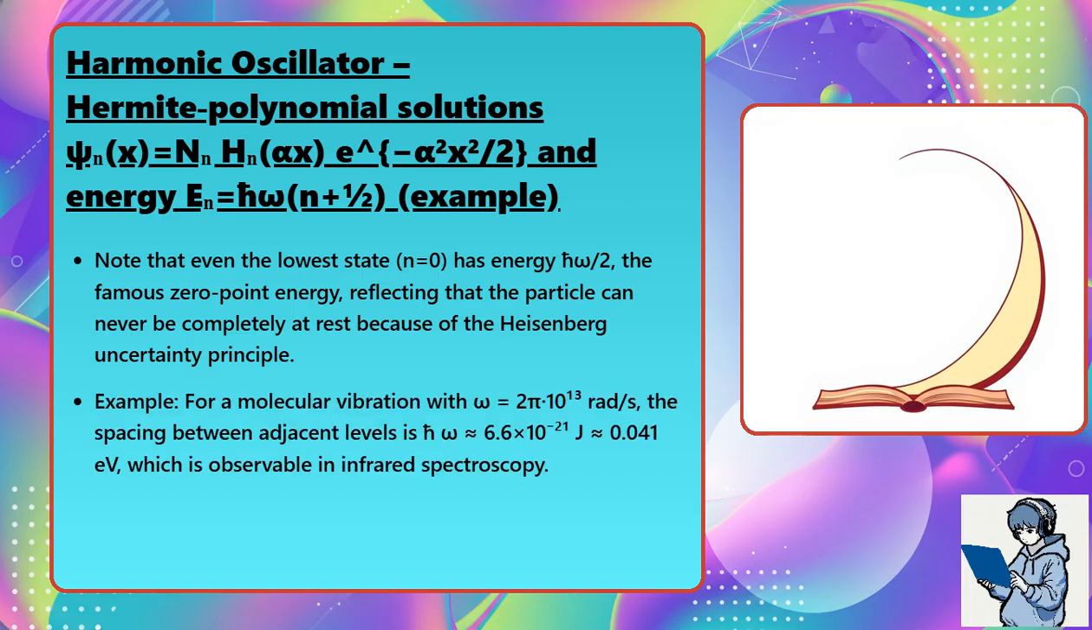For a molecular vibration with omega equals 2 pi times 10 to the 13 radians per second, the spacing between adjacent levels is h bar omega, approximately 6.6 times 10 to the minus 21 joules, approximately 0.041 electron volts, which is observable in infrared spectroscopy.